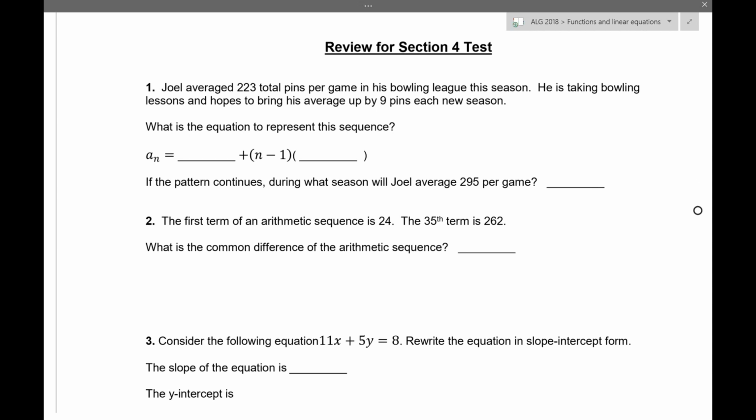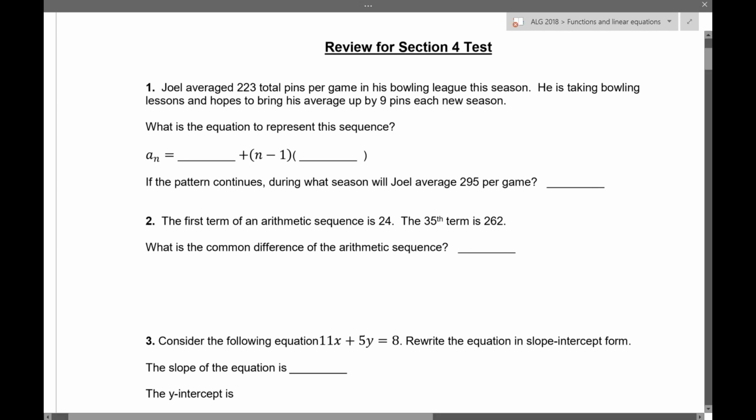So first of all, this is talking about the arithmetic sequence. It was the first lesson in this unit. So it's a_n equals the first, my first average, and that first average was 223. So my first average goes first. So on your test, that first number is the first average. Plus n, we don't know what n is, minus 1 times the difference. So what does he hope to bring the difference to? Well, he hopes to bring the difference to 9. Okay? And that is the answer to question 1.